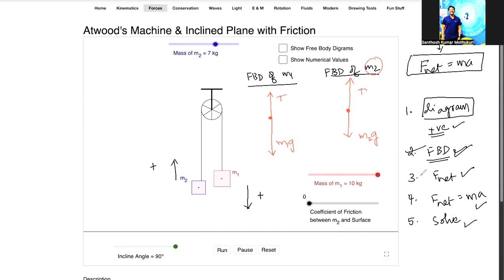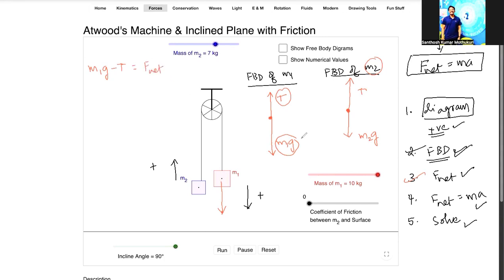Now the third step is F net. What is the net force acting on the body? In these two bodies, if you observe, m1g is going to be greater than T for mass M1, because it slides down. So the net force is m1g minus T.